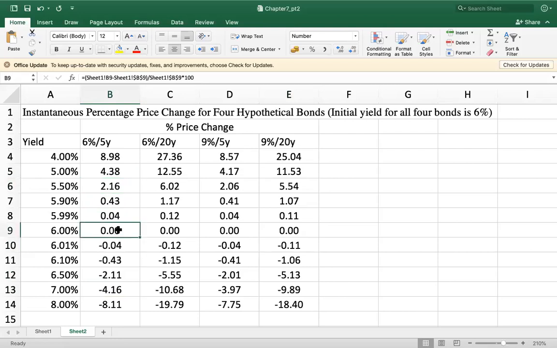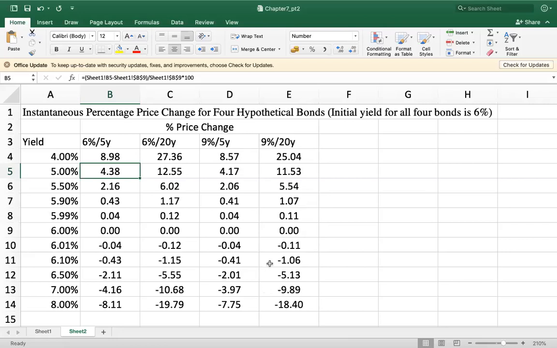And if I consider 6 to 7 and 6 to 5, this is 4.38, this is 4.16, and so on. So the fourth property is that the percentage price increase is more as compared to the percentage price decrease in the bonds.